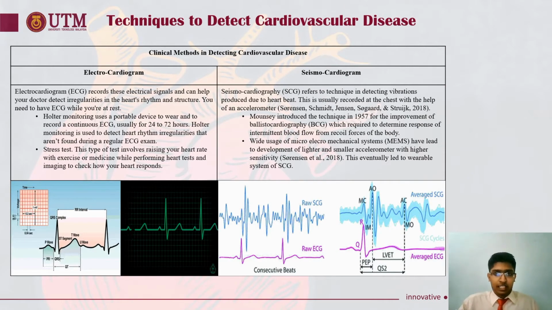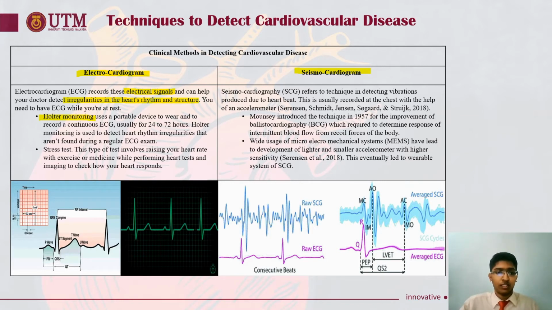There are two general techniques in order to detect cardiovascular disease. First is ECG, electrocardiogram. Second is SCG, seismocardiogram. ECG records electrical signals from the heart in order to detect any irregularities in the heart's rhythm and structure. And there are two types of ECG tests.